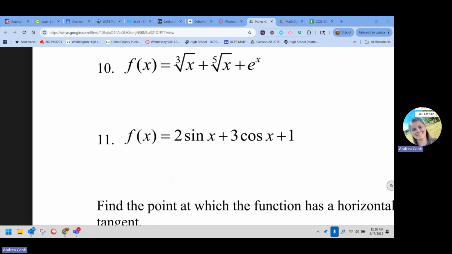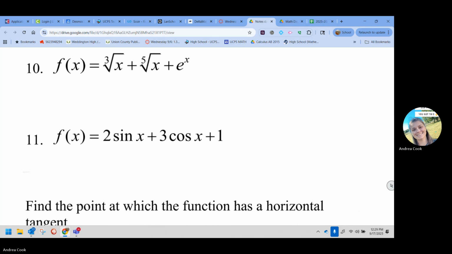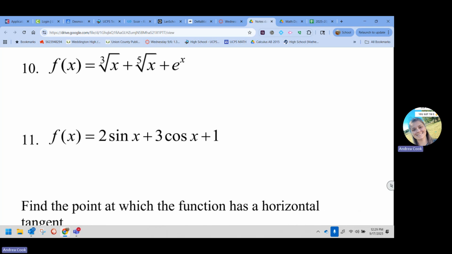Okay, number 10 on this side has square roots, and that's another case where you have to rewrite before you can take the derivative. So I'm going to rewrite, if this is a cube root, I can rewrite that as x to the 1/3. And if that's a fifth root, I can rewrite that as x to the 1/5.